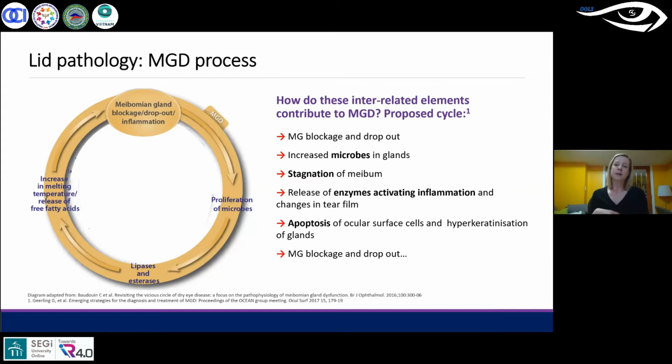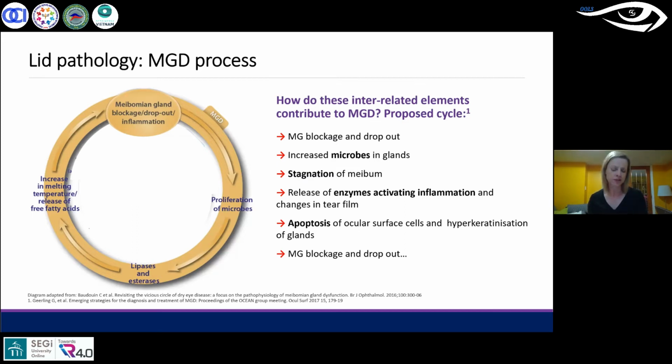That's releasing, then, we believe, enzymes that initiate an inflammatory response. And we know those lids end up looking very inflamed over time. Eventually, that gets released onto the ocular surface and starts to irritate it. We believe we're then starting to get death, or apoptosis, of cells and changes to the lining of the glands, where they get keratinized and become thickened and scarred over. That dropout leads to more dropouts, and we start to get that cycle.